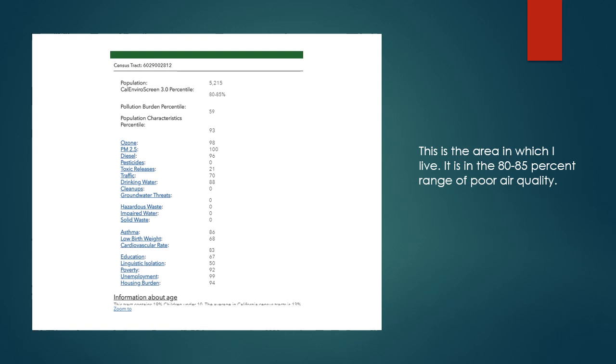If you scroll down, the poverty rating in the area is at 92, the unemployment rating is at 99, and the house burden rating is at 94. House burden rating refers to homes that are very low income, but they have a high demand of things that they need for their homes.